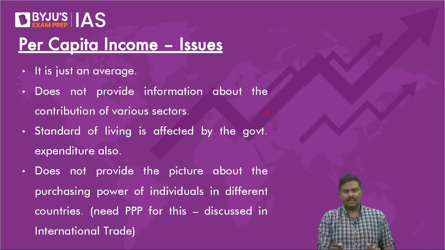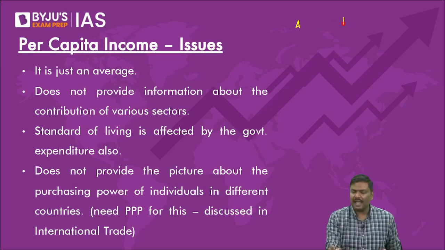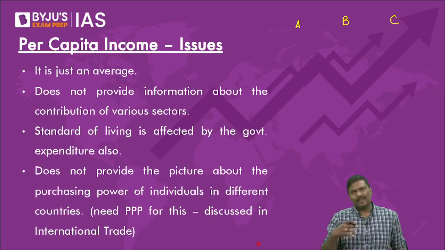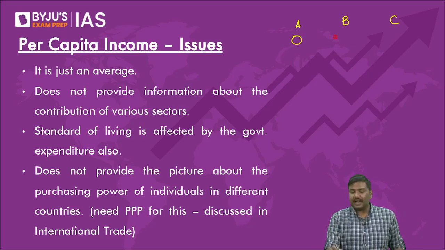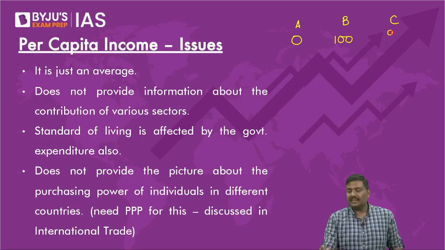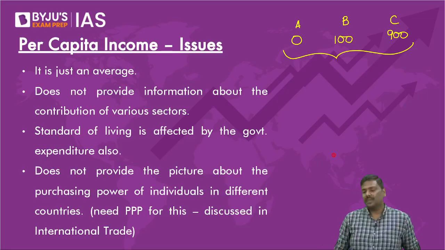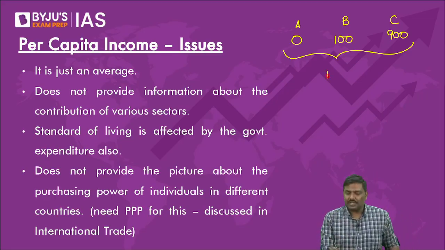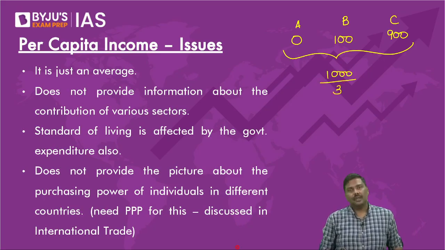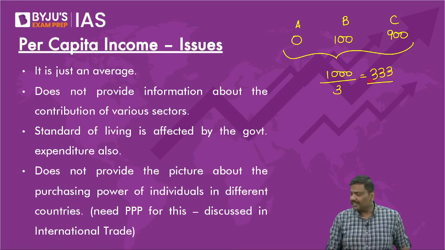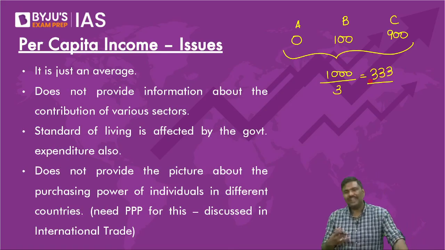For example, imagine there are three people, A, B and C. A is earning 0 rupees, B is earning 100 rupees and C is earning 900 rupees. Assume only three people are there in the country. Total factor incomes will be how much? 1000. That is the GDP. You divide it by three people. What is per capita here? 333 rupees.